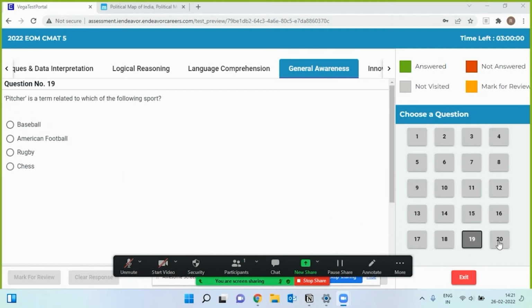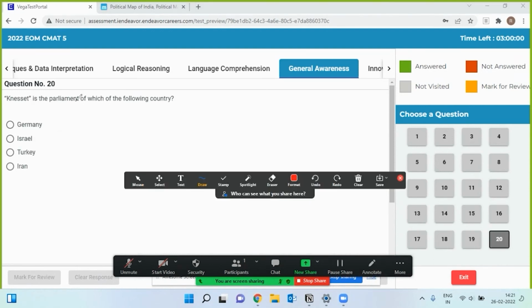And last question in this section is about Knesset. Knesset is the name of the parliament of Israel. This is a question which is generally asked in examination. So please keep this term in mind. Knesset is the name of the parliament of Israel.